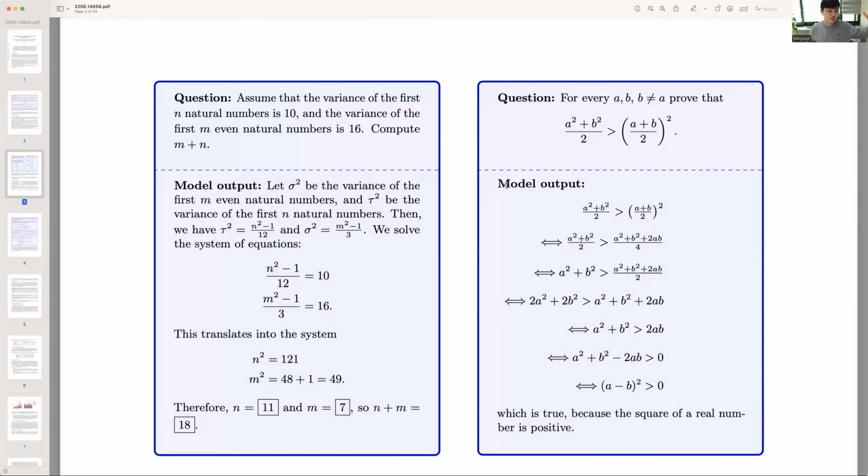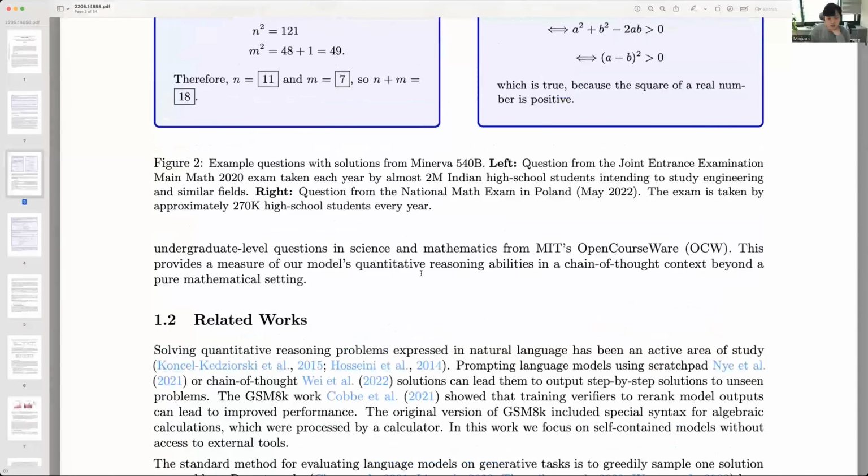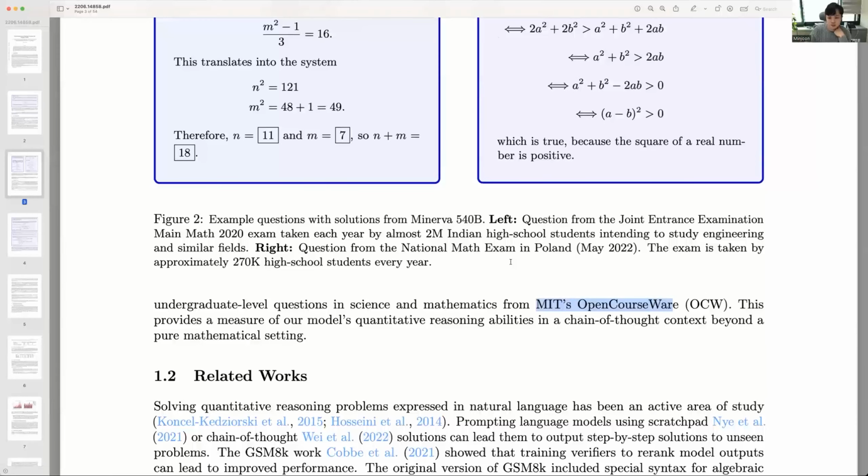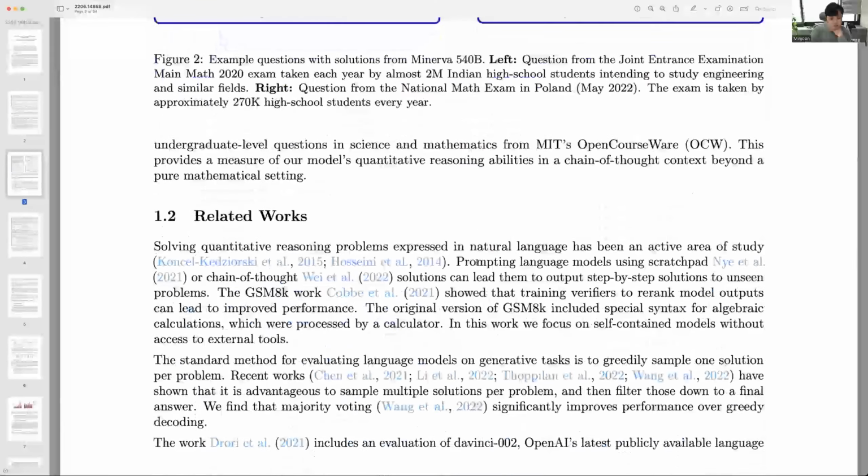But then they did several experiments to ensure that the model is not really memorizing this. They are able to really generalize quite well to new questions too. So they got the questions from, for instance, MIT OpenCourseWare and different places to get the training and evaluation data, even some national math exams. So it's very challenging questions, definitely.